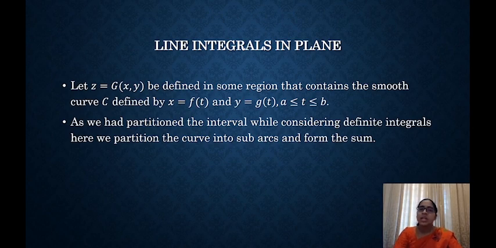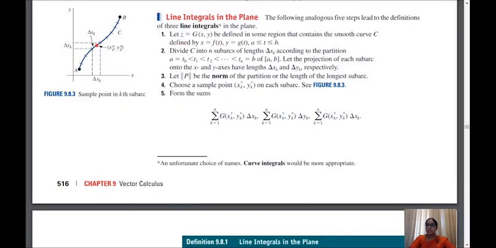Just like we partitioned the interval in the case of the definite integral, here we will partition the given curve into sub arcs and form the sum. Let us see how it can be done in your textbook, where the picture will be much clearer. We will first consider any smooth curve which is given to us, and then define the corresponding line integral.